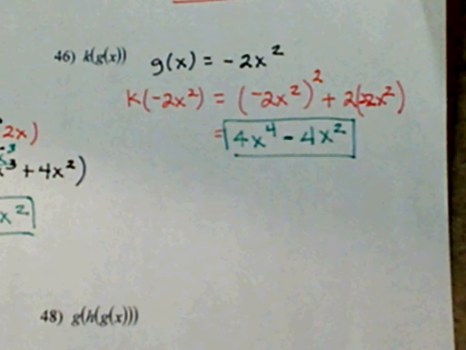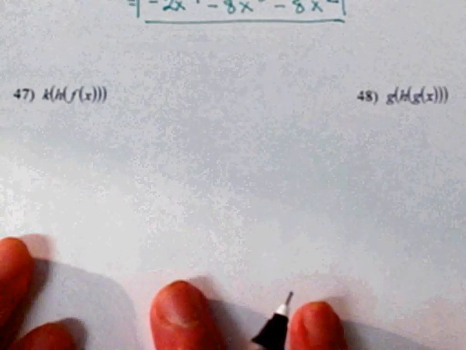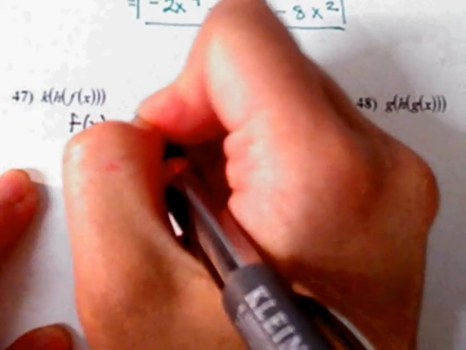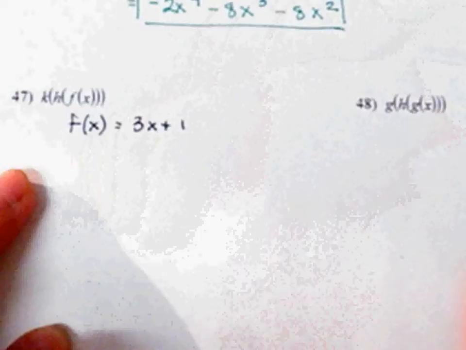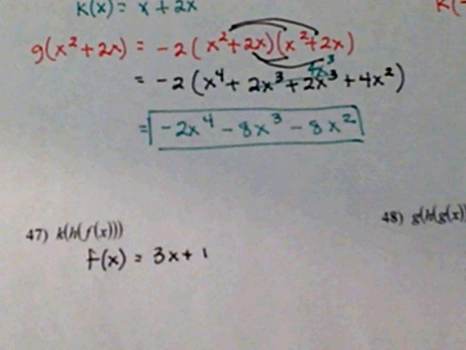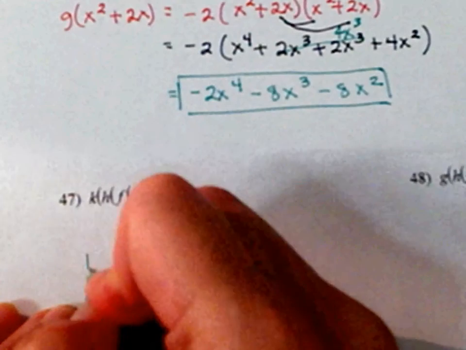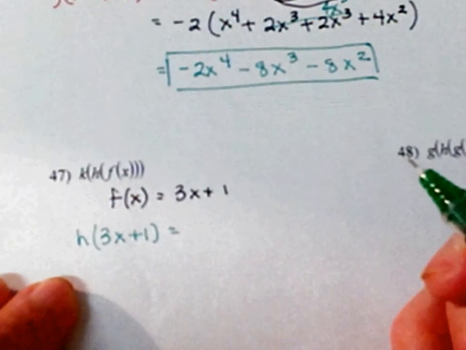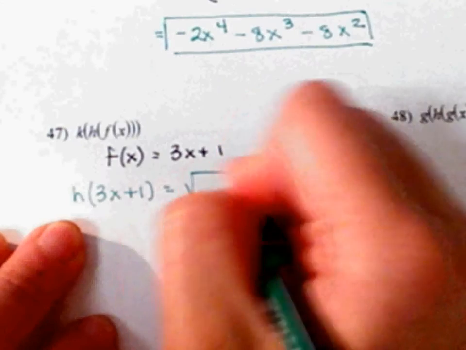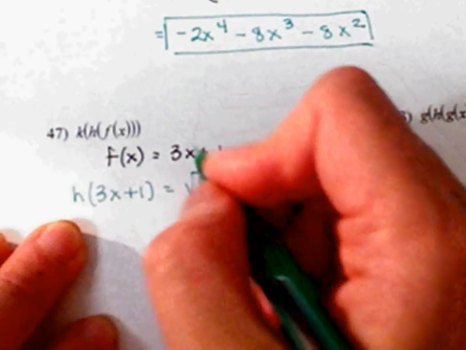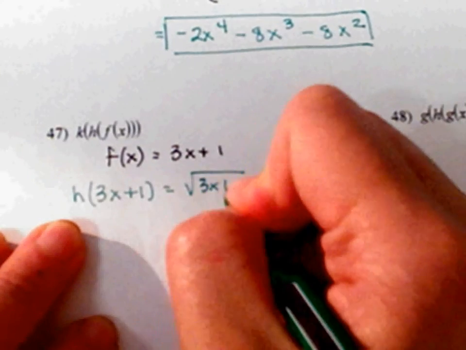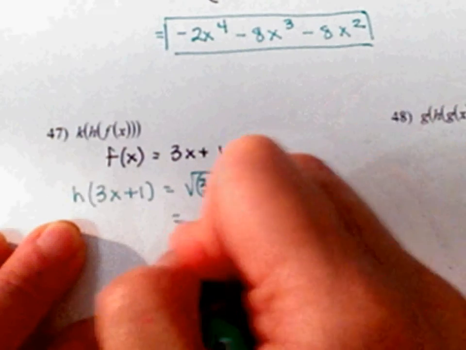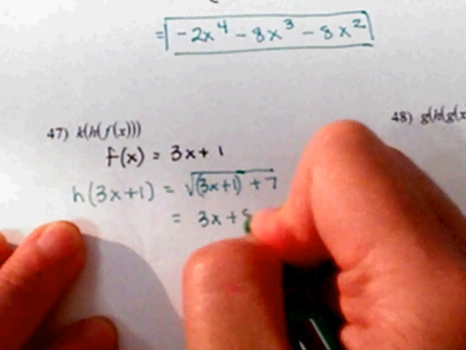Number 47. First off, I'm going to start off with my f of x. And your f of x is 3x plus 1. Next, I'm going to move into my h. So for your x, you are now going to use 3x plus 1. So your h value is square root of x, which is 3x plus 1, plus 7. So let's simplify that. So you got 3x plus 8, square root of 3x plus 8.